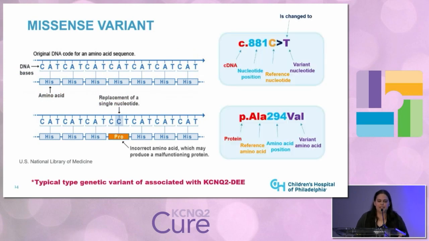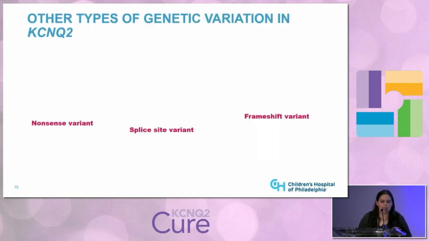So missense variants are the most common type of genetic change that we see with KCNQ2 DEE. And this is the type of genetic change where we have a substitution of a letter in the genetic code, which leads to a substitution within the protein itself. However, there are other types of genetic variation that we can see in KCNQ2.